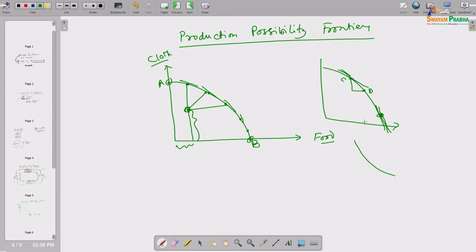You are trying to produce a little bit more food, because we are measuring food on the horizontal axis and cloth on the vertical axis, right. So going from point C to point D means we are reallocating resources such that we produce a little more food, at the cost of a little cloth. So we are cutting down our cloth production to produce more food, right.